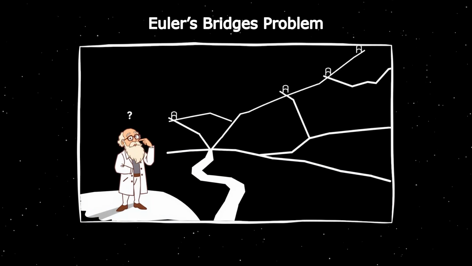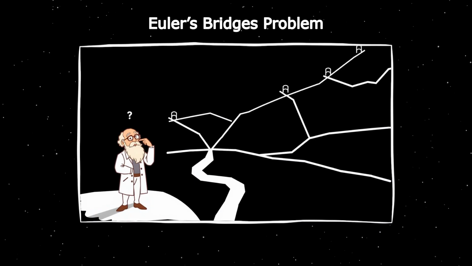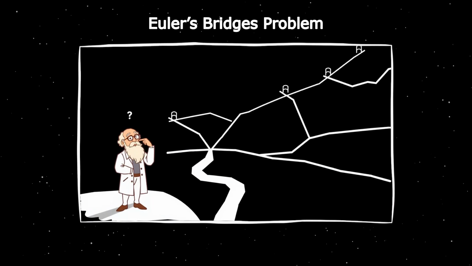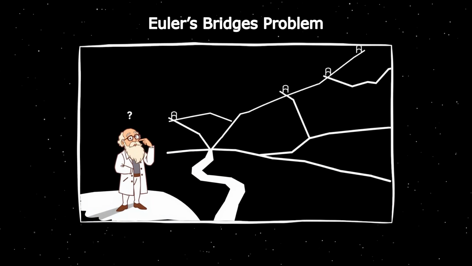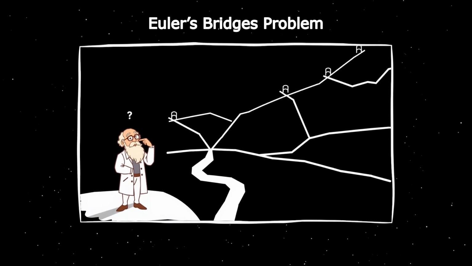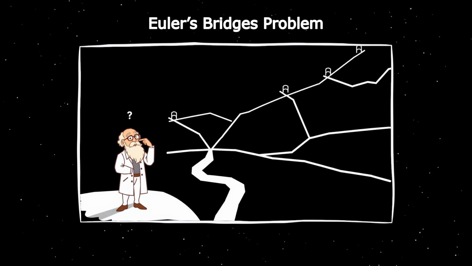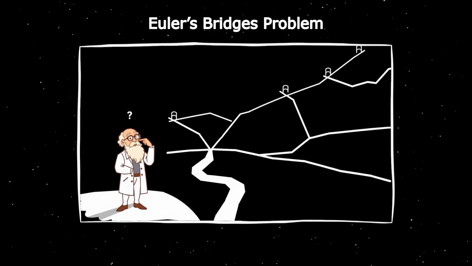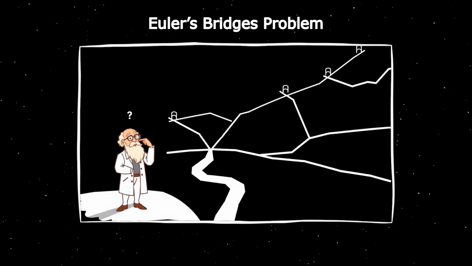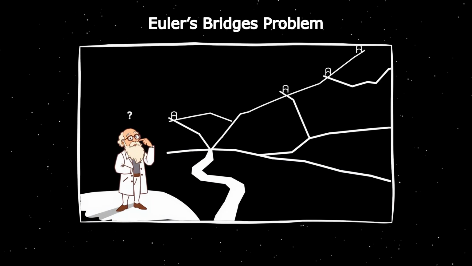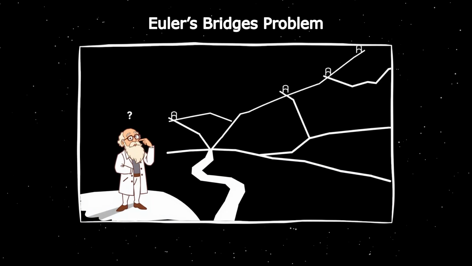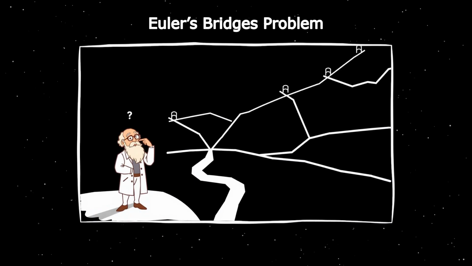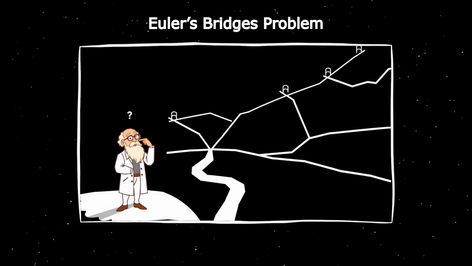Euler started by representing the city's layout as a graph. He treated the landmasses as nodes or vertices, each of the 4 landmasses representing a point in the graph. The bridges that connected these pieces of land were seen as edges or lines connecting the nodes. By doing this, Euler transformed the physical layout of the city into a more abstract mathematical representation, allowing for logical reasoning to unravel the complexities of the problem.